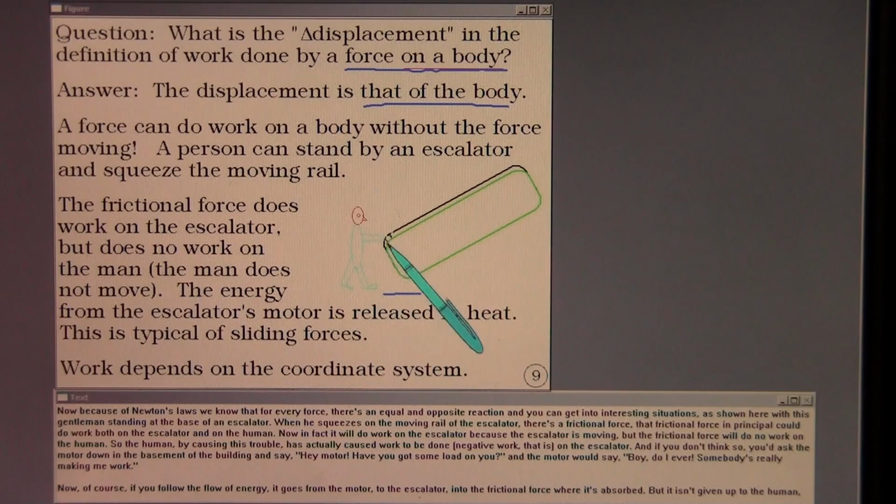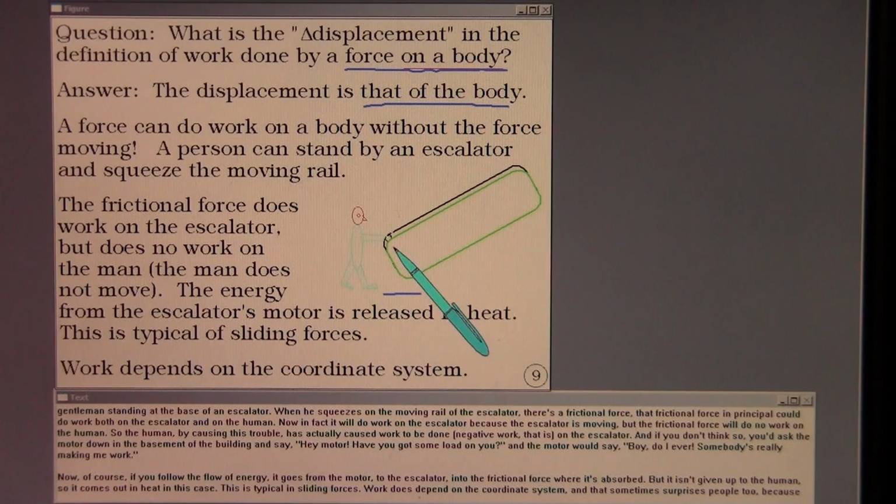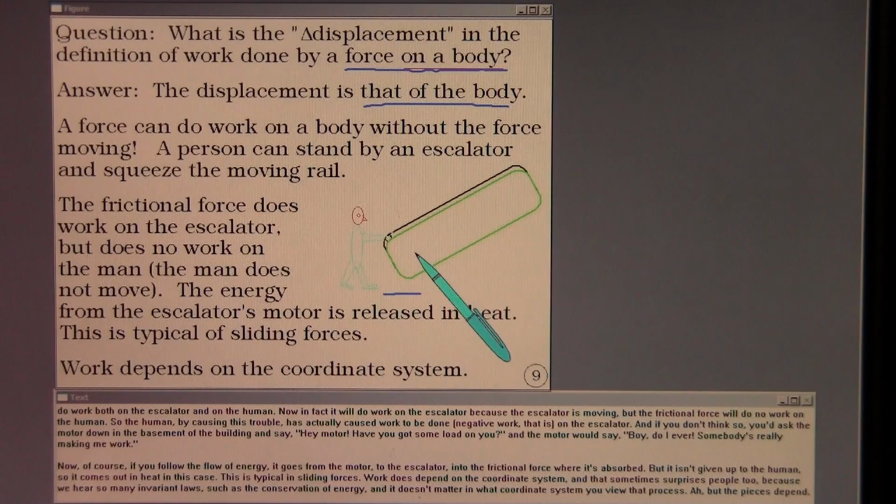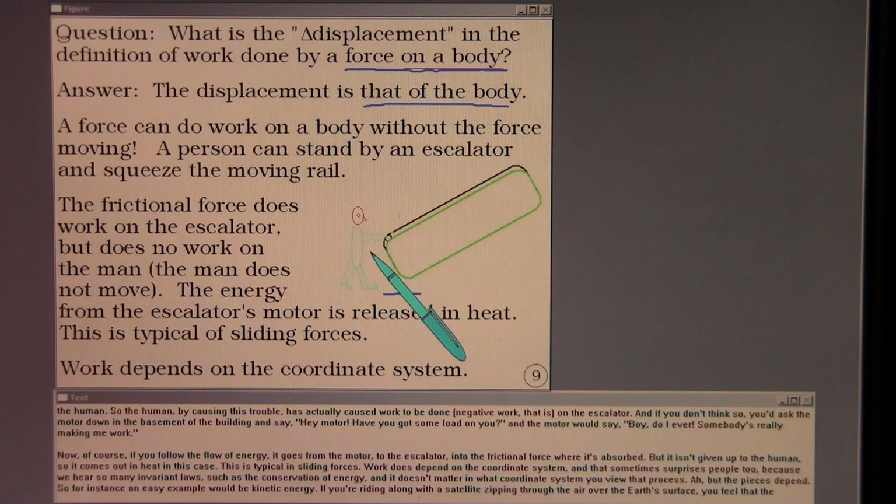So the human, by causing this trouble, has actually caused work to be done, negative work that is, on the escalator. And if you don't think so, you'd ask the motor down in the basement of the building and say, hey, motor, have you got some load on you? And the motor would say, boy, do I ever. Somebody's really making me work. Now, of course, if you follow the flow of energy, it goes from the motor to the escalator into the frictional force where it's absorbed, but it isn't given up to the human, so it comes out in heat in this case. This is typical in sliding forces.